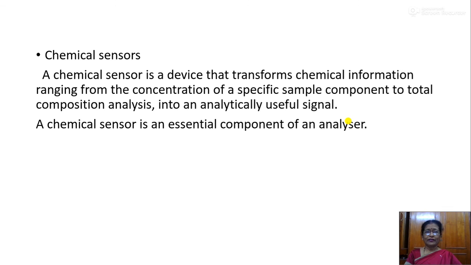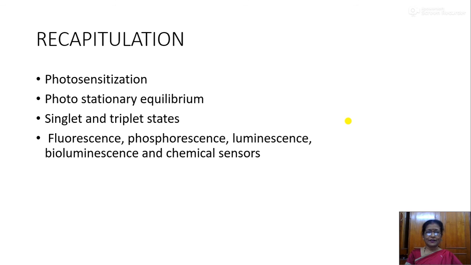Chemical sensors. A chemical sensor is a device that transforms chemical information, ranging from the concentration of a specific sample component to total composition analysis, into an analytically useful signal. A chemical sensor is an essential component of an analyzer.